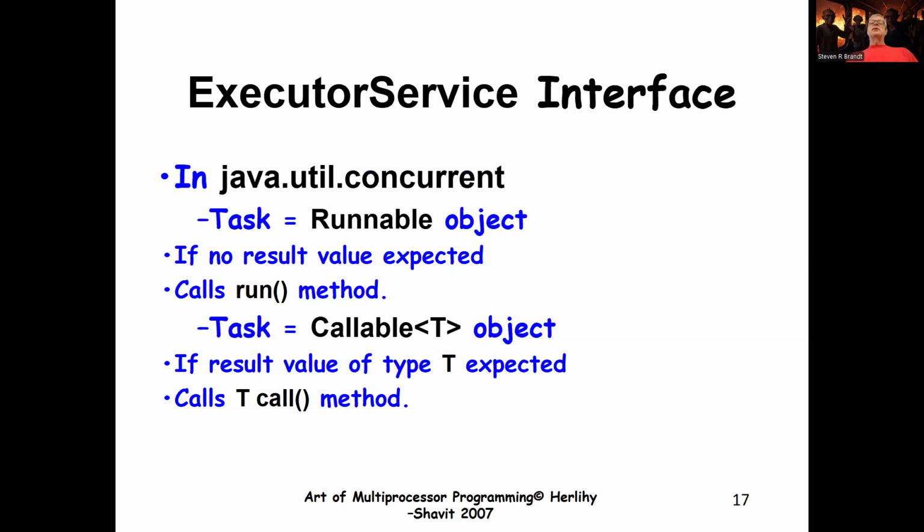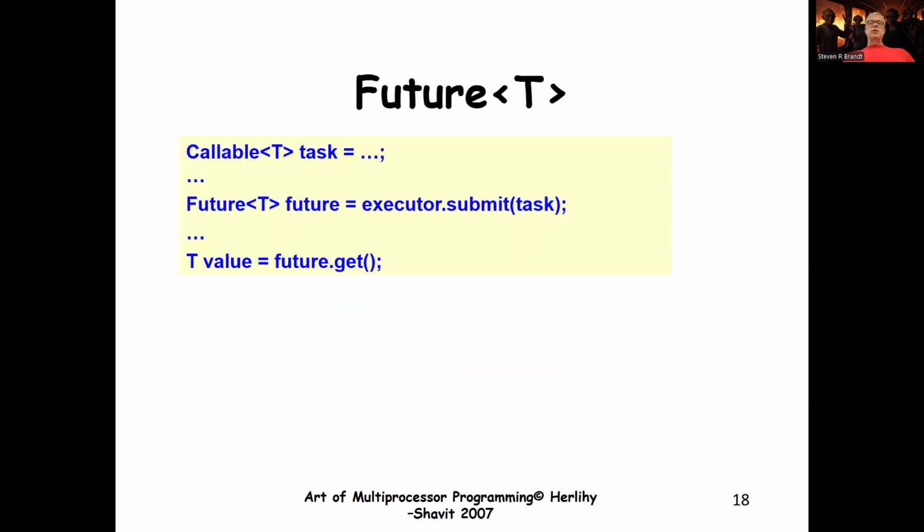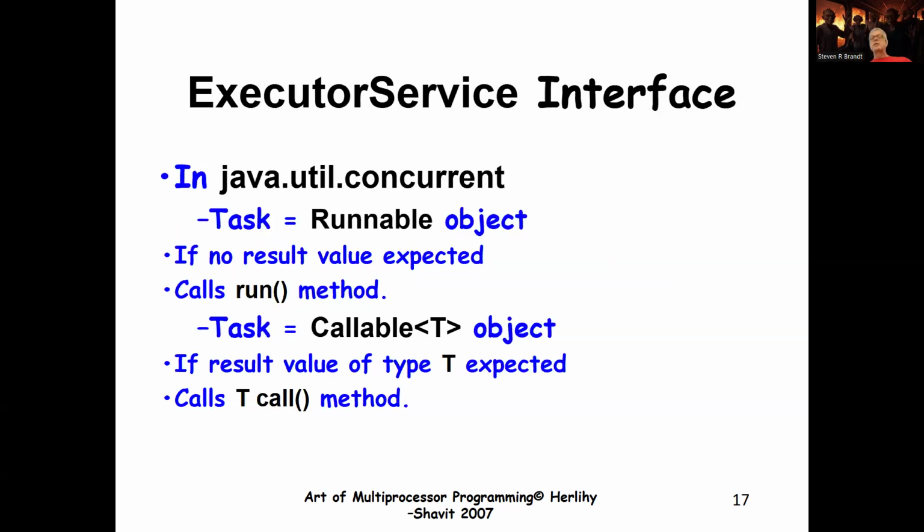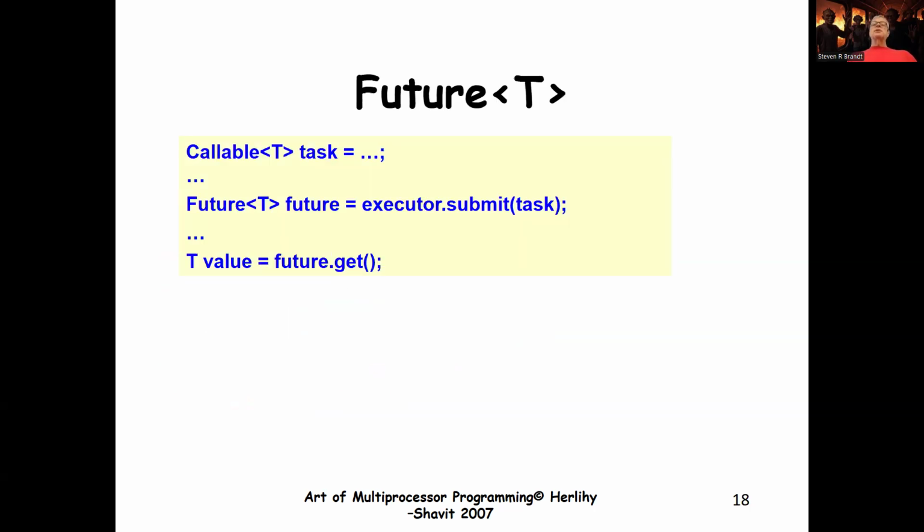So in this context, we have a thing called an executor service, which takes a task, which is described by a runnable object. Runnable is an interface that has a single method on it, void run. And then there's a callable, which has a call and returns something of type T. And then there's a concept of a future. Now, a future is a really cool thing. It's one of the more important things for you to take away from the course.